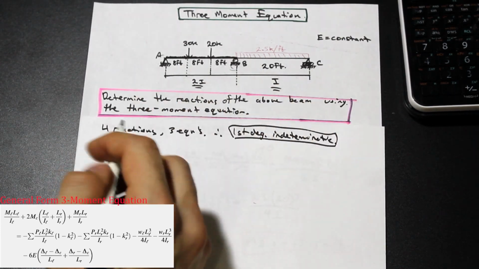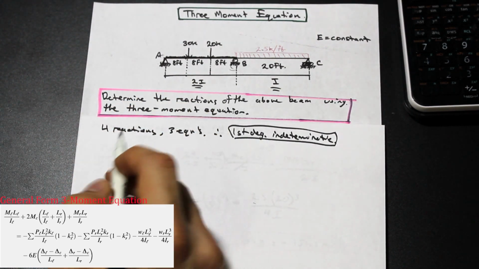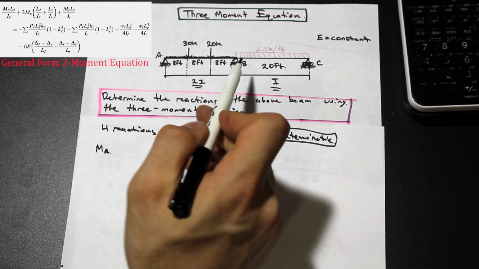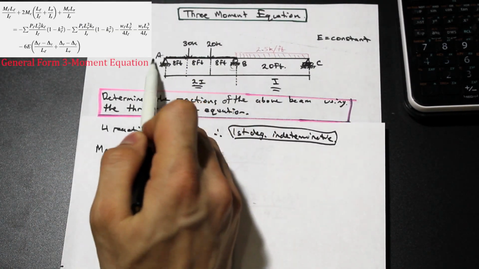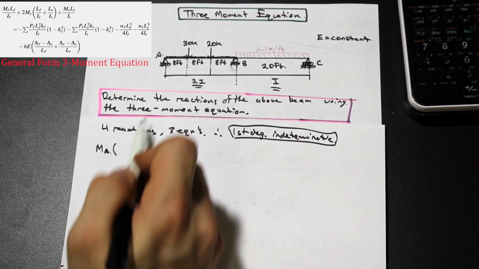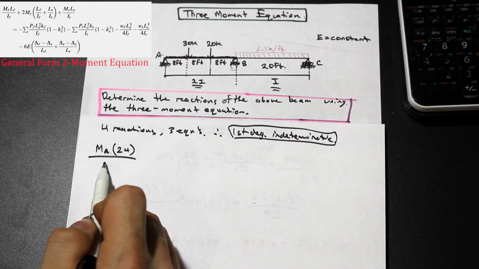So starting with, we'll just fill out the three-moment equation, and I'm going to give you some pointers. We have MA, so ML. When it says ML, it means the moment to the left, so the support to the left of B, which is A. So we have MA times the length, 8 times 3, which is 24. We're working with feet here, divided by 2I.